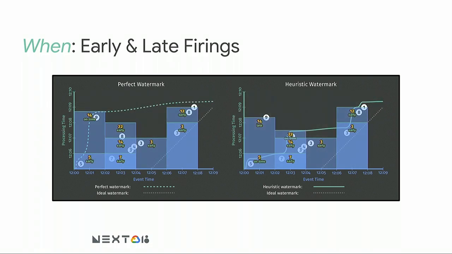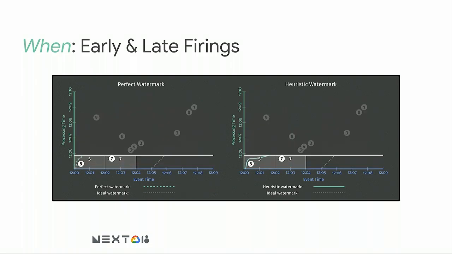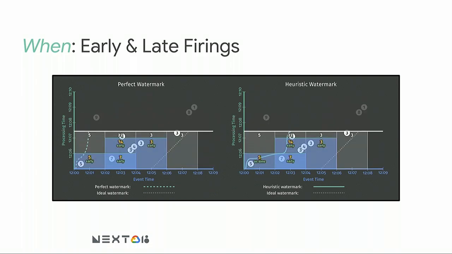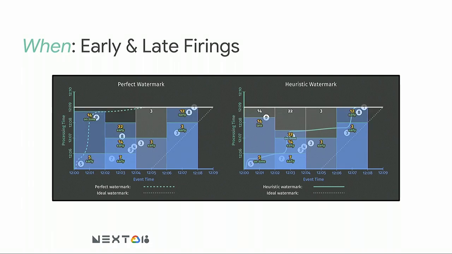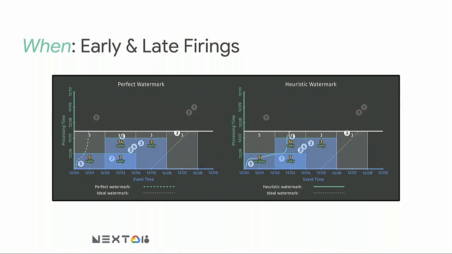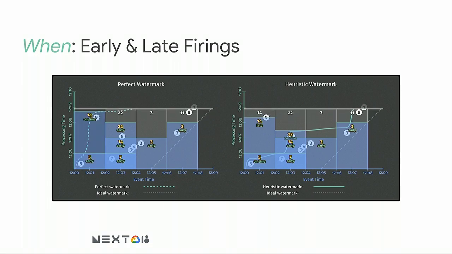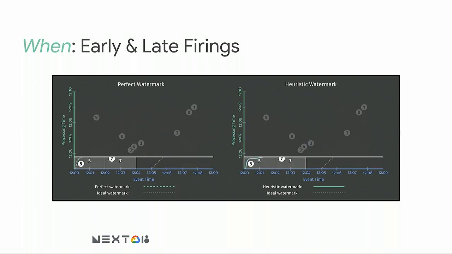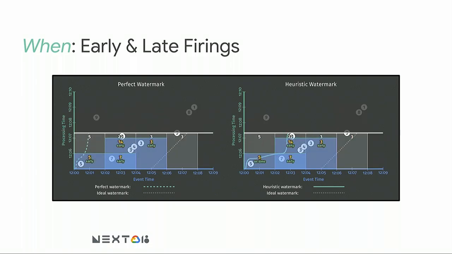So in this other animation, you can actually see some of our speculative and late firings. In this case, the heuristic watermark is actually firing speculatively for records that show up before the watermark, and then also catching those late records for a given period of time. So we're actually able to capture a lot of that data that does not show up when we would expect it.